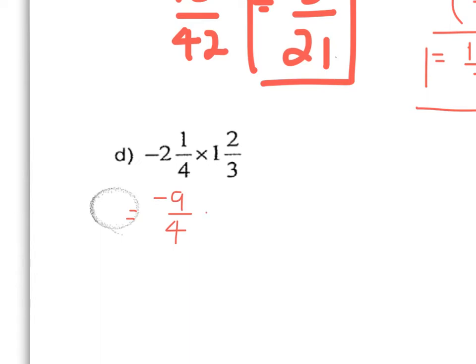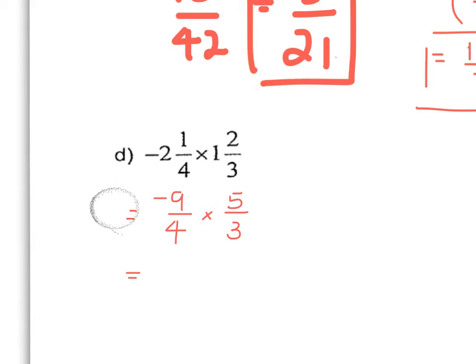Okay, times 5 over 3. You check to see if you can reduce. Okay, if you can, you're looking at being... Okay, so like I said, you can reduce either before or after. I'm going to do it again before.